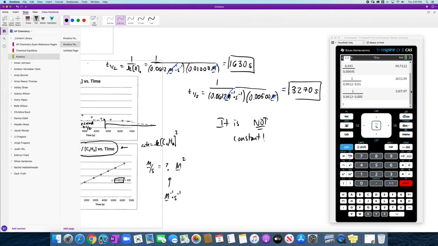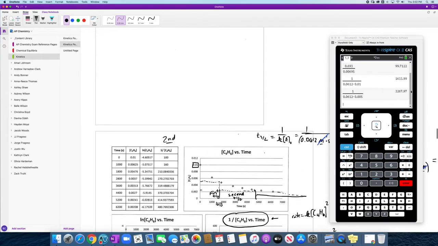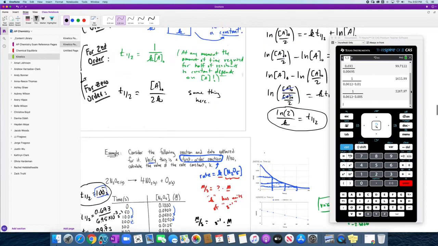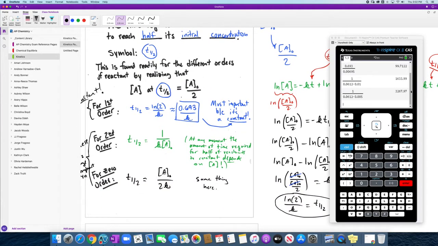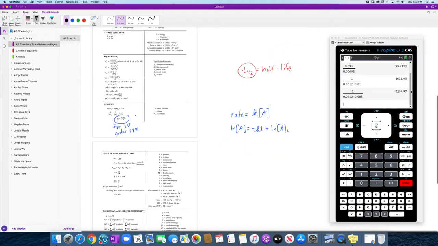Okay, the only time you have a constant half-life is when you're dealing with a first-order reactant. So those are definitely the most important, and that's why they include them on your AP reference pages. They've given you the integrated rate law for the first order. Okay, so that's the first order integrated rate law. This is the second order integrated rate law. They didn't even put the 0th order integrated rate law. And they've given you the half-life for a first order reaction.